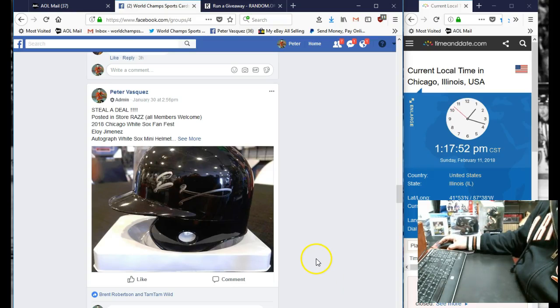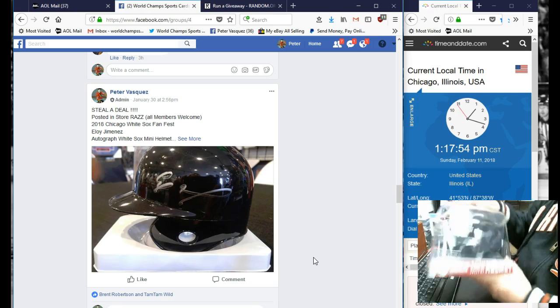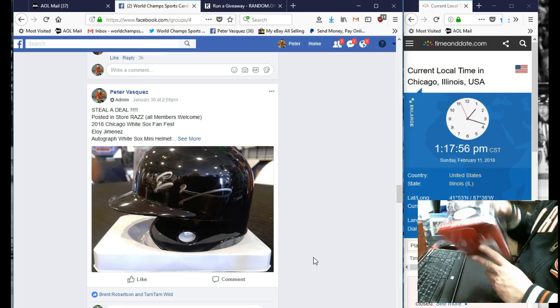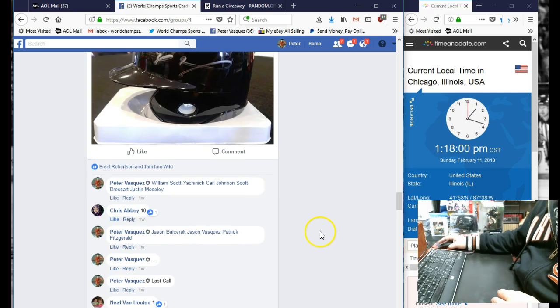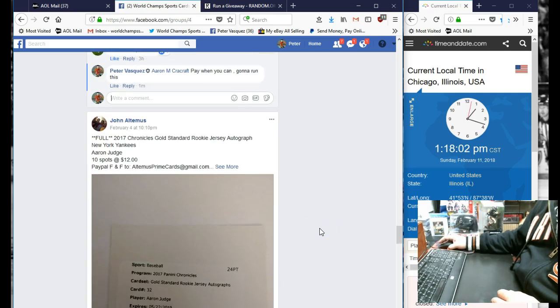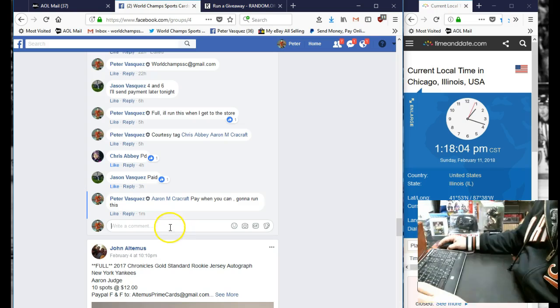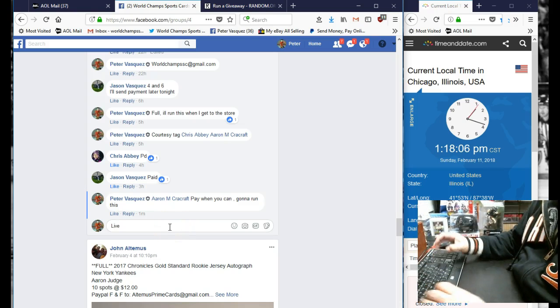This is the raffle video for this autographed Eloy Jimenez mini helmet. I got this at Sox Fest 2 weeks ago. Met him in person. Think we're just waiting on one payment. Aaron, send it when you get a chance. Let's mark this live.